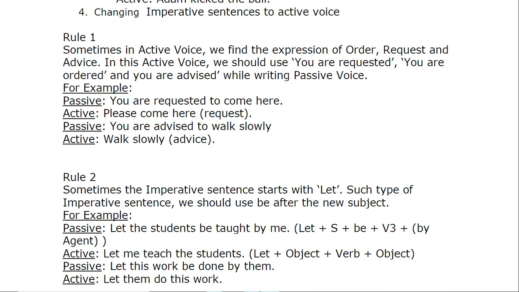Correct? So now how are you going to change here? What is it? It is a request. So how are you going to request? You will say please. So please come here. And remember, in an order there is no you. So you don't start with the subject. You will start more or less with the verb. So what is your verb over here? Come. So please come here.